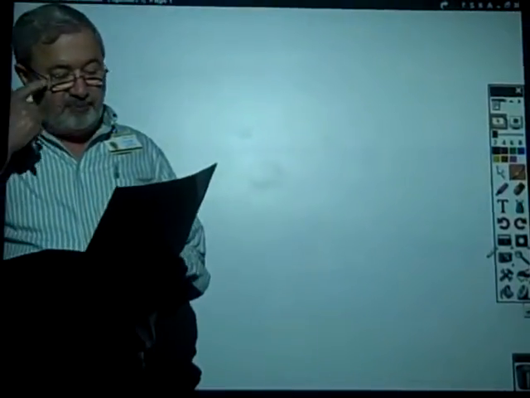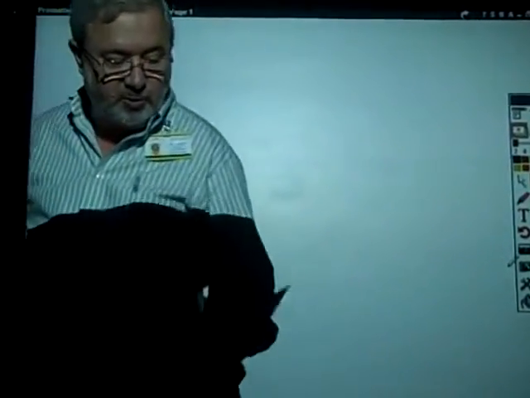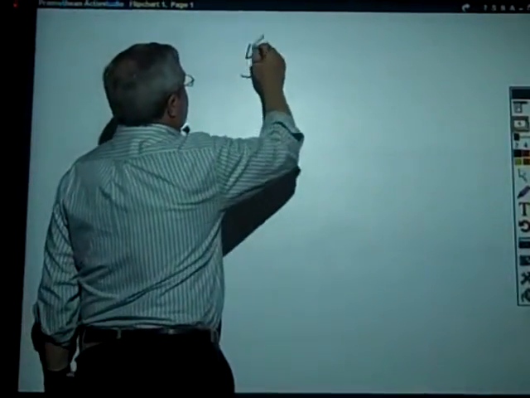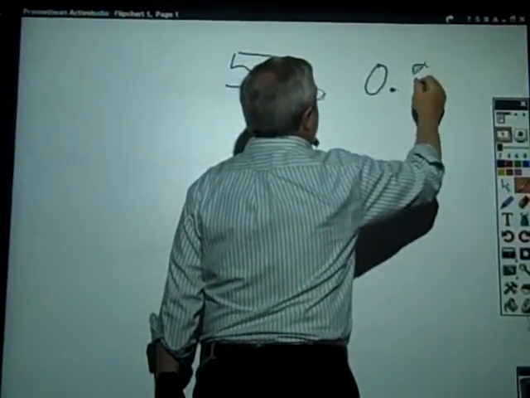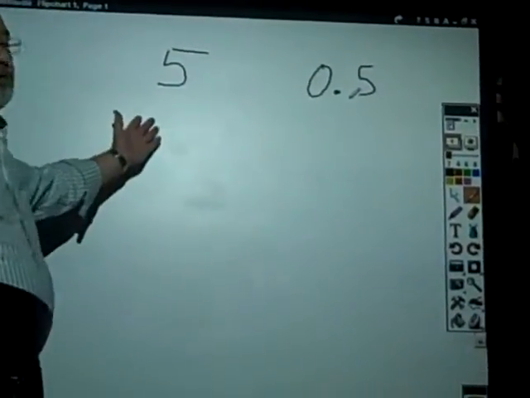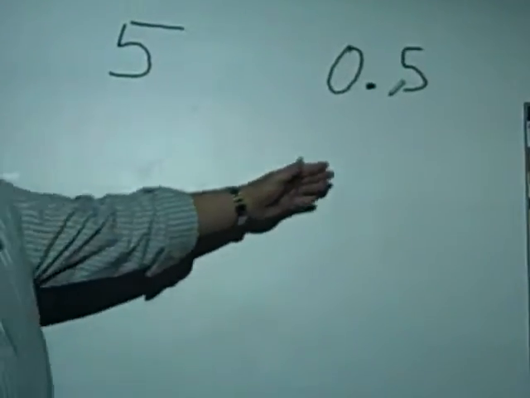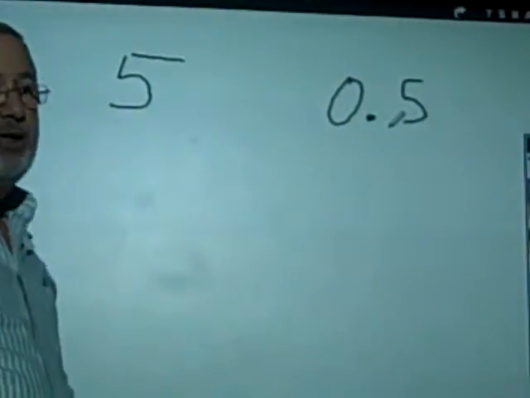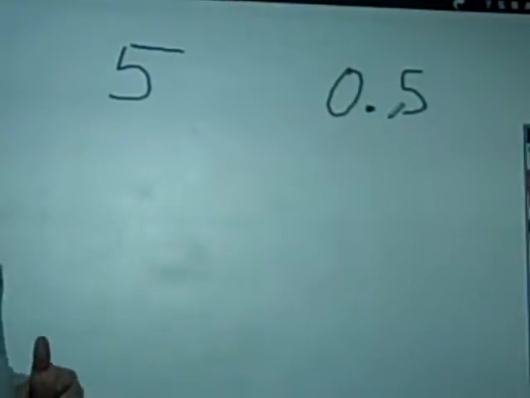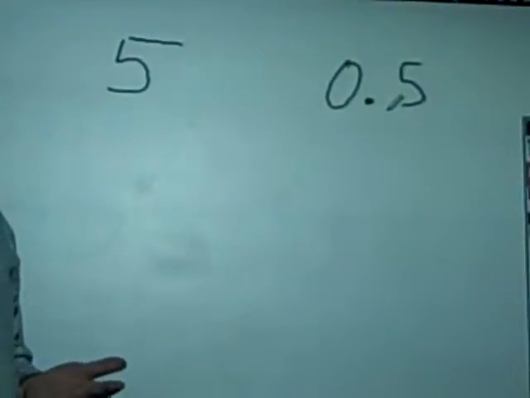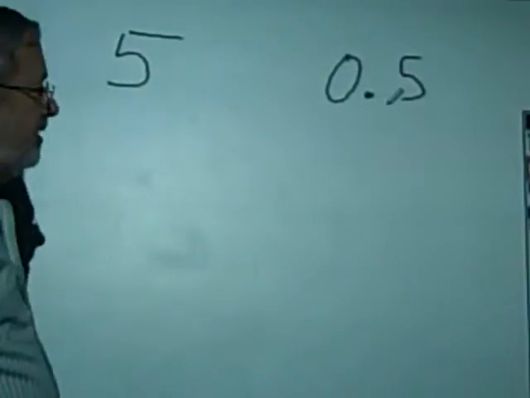Alright, let's get started. Let's look at the difference between a whole number and a decimal number. 5, of course, being your whole number. 5/10, 0.5 is your decimal number. This is what we have to deal with. We have to be able to identify and separate these two. Now, the first thing we're obviously going to do is some addition.